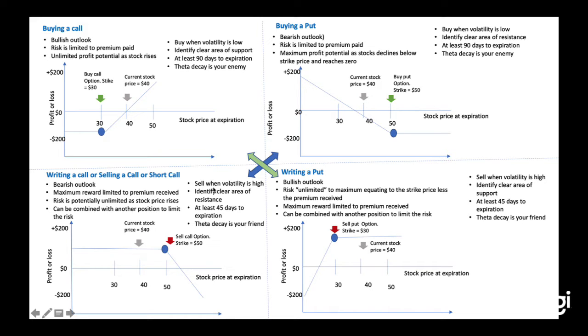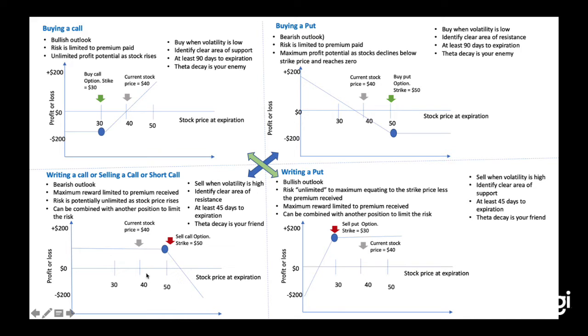And sell a call option when the volatility is high, so that way you receive more premium. And identify a clear area of resistance above the stock price, so that way you will make money as stock falls below the resistance. And make sure you have at least 45 days to expiration. So we give less time here because time is your friend here. As time decays, you will start incurring more and more profit.